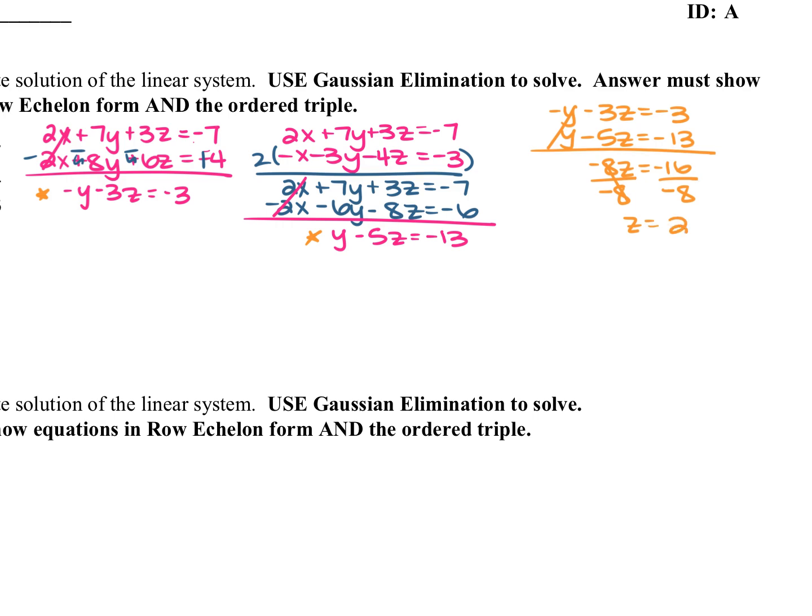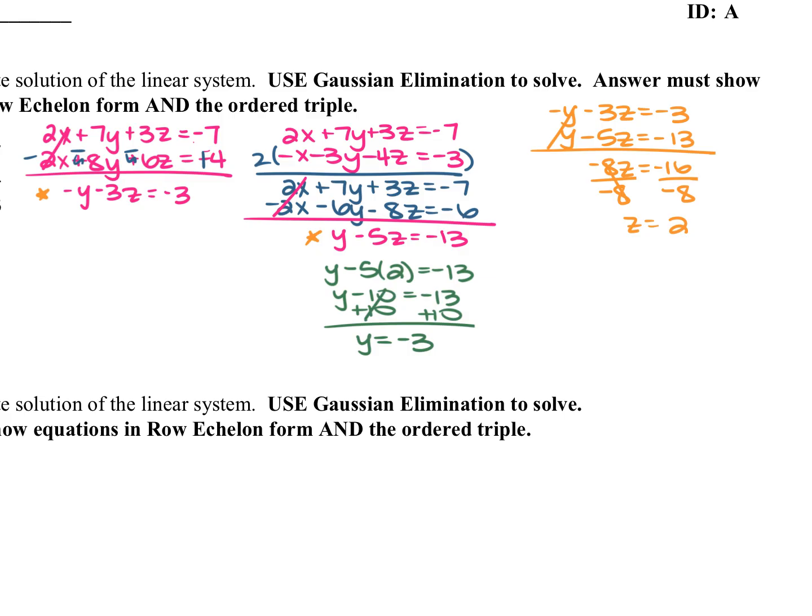From here, you're going to take that z value, plug it in to solve for y. I'm going to use the y minus 5z is equal to negative 13. So that will give us y minus 5 times 2 is equal to negative 13. That's y minus 10 is equal to negative 13. Add your 10 over. You have y is equal to negative 3.